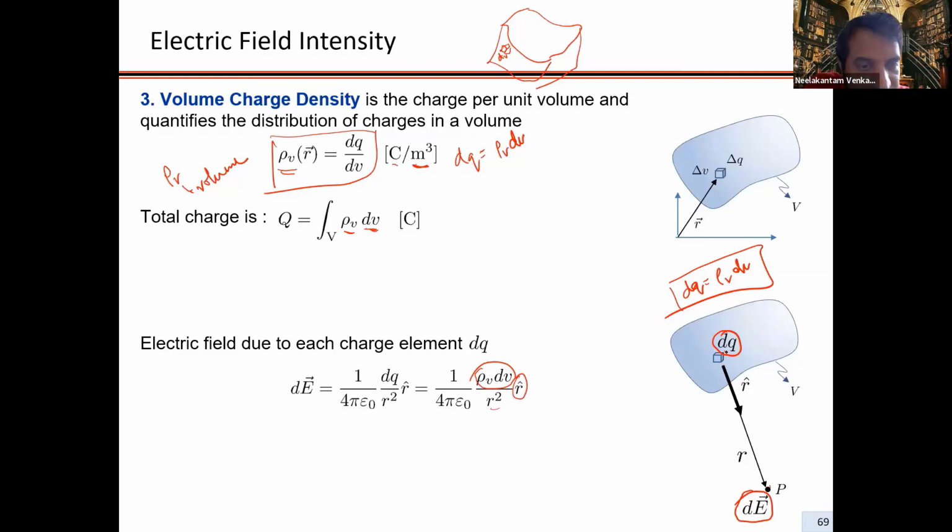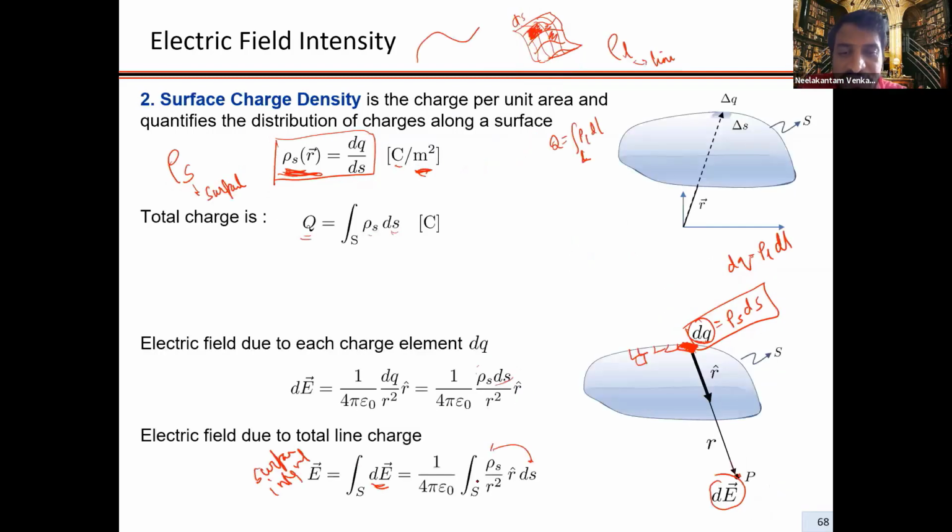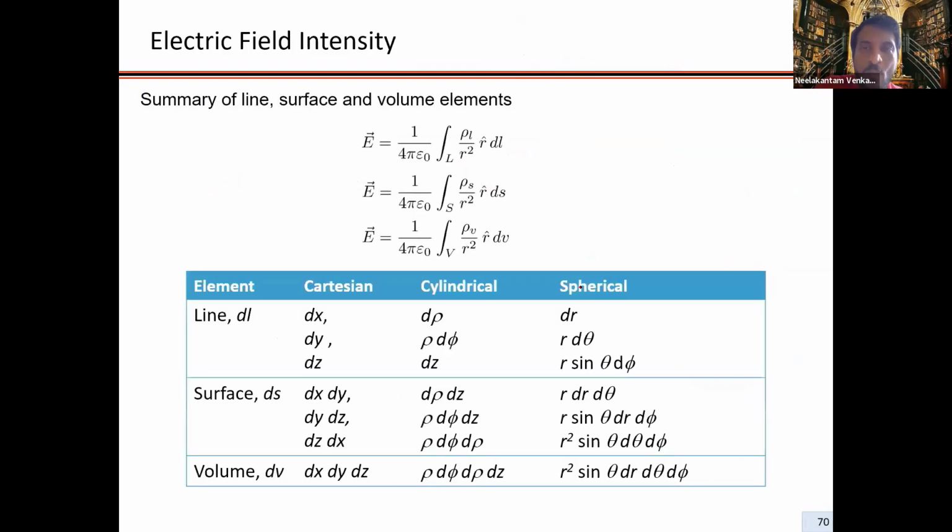Now I need to add all the dq's here. So the summation becomes an integration. Now it becomes a volume integral. So this volume integral means it's a triple integral. This surface integral means it's a double integral. So in summary, if it's a line charge, then you have to apply this formula. If it's a surface charge, then you have to apply this formula. It's a surface integral. If it's a volume charge, then you have to apply the volume integral.